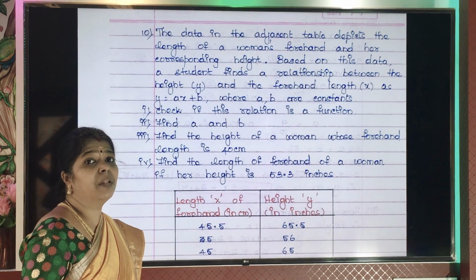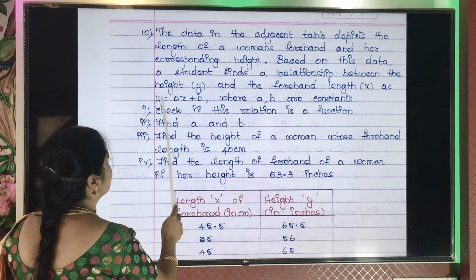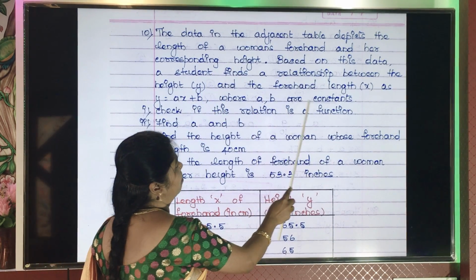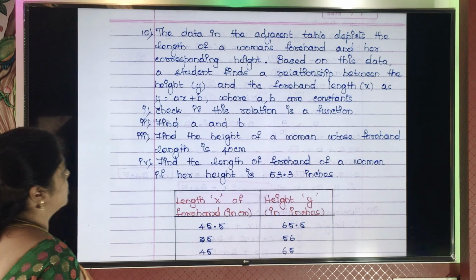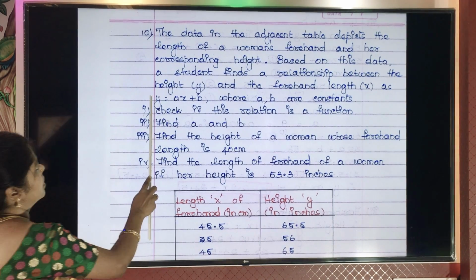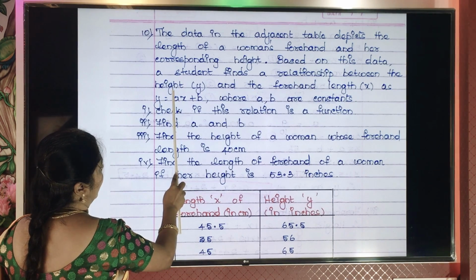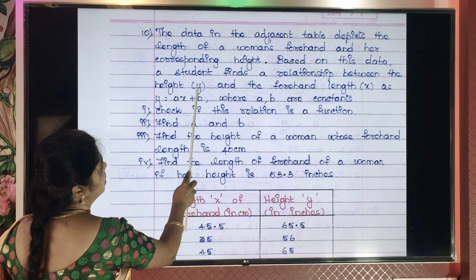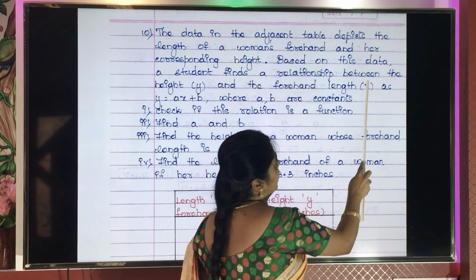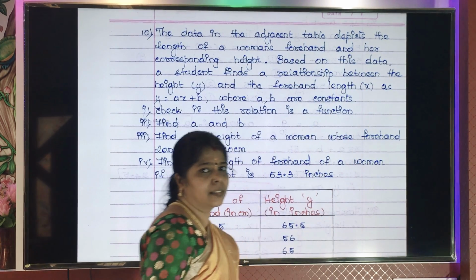What is the relationship they have given? Y is equal to AX plus B, where A and B are constants. Okay, this is the relationship. See here, height is denoted by the letter Y, whereas the forehand length is denoted by the letter X.